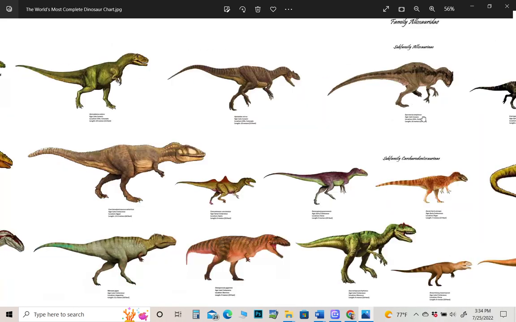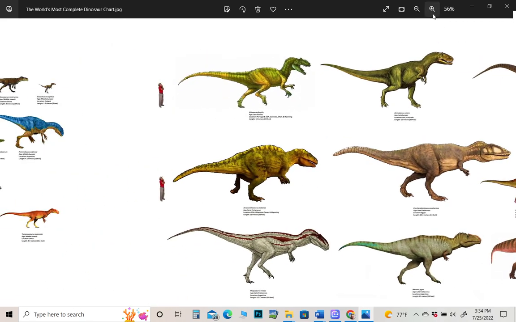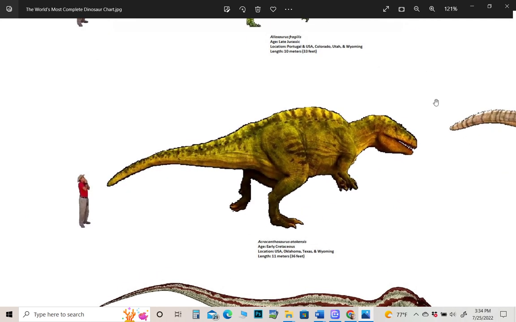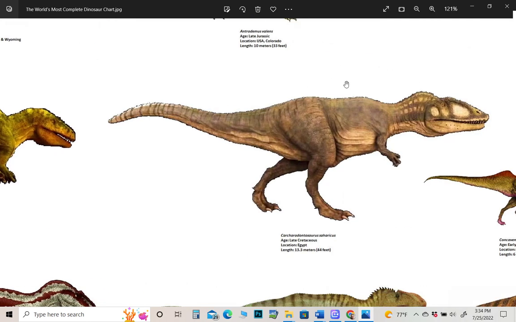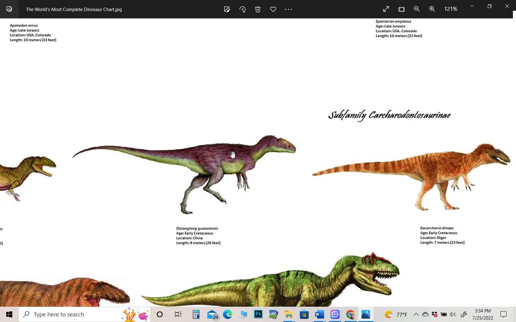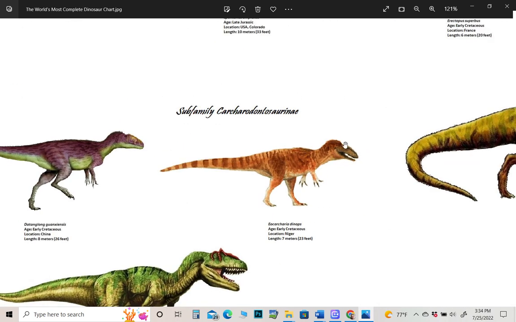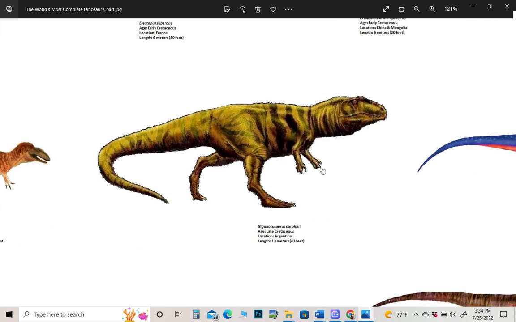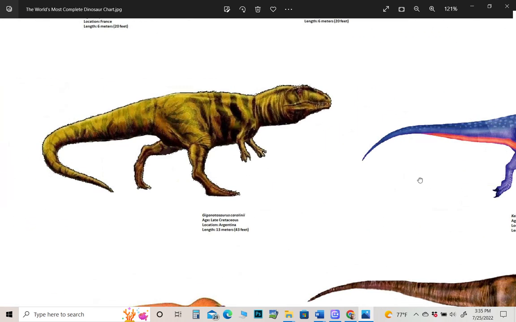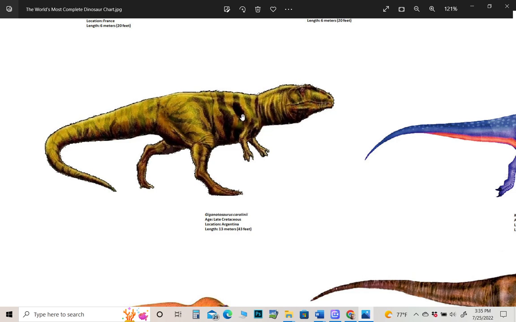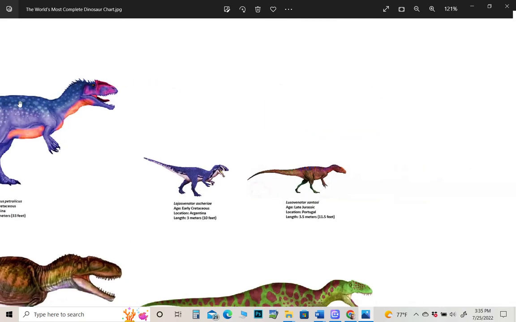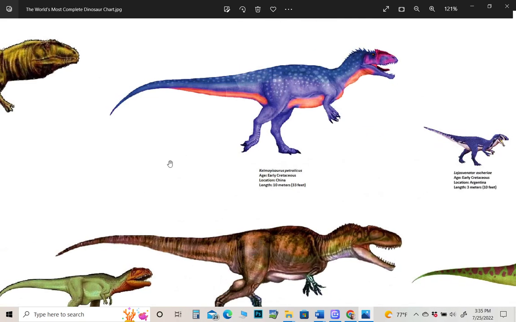We go to the next line. These are the Carcharodontosaurs, which include the largest meat-eating dinosaurs ever. Acrocanthosaurus, Carcharodontosaurus, Concavenator, Datanglong, Eocarcharia, Giganotosaurus. I believe that was the one in the recent Dominion movie, Jurassic World Dominion. Kelmayisaurus, Lajasvenator, Lusovenator.